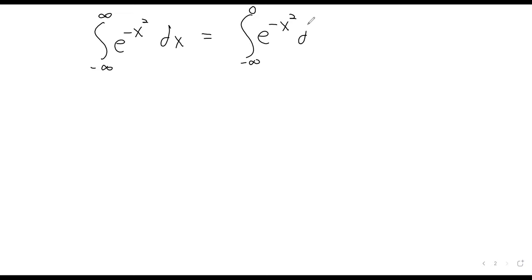this is the integral from negative infinity to zero of e to the negative x squared plus the integral from zero to infinity of e to the negative x squared dx. But there's nothing special about that zero. I could scribble this out and integrate from negative infinity to 5, and then from 5 to positive infinity. The only essential fact is that the upper limit of the first integral and the lower limit of the second integral match.